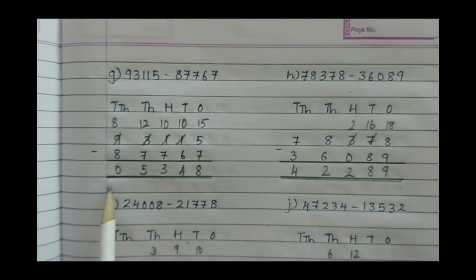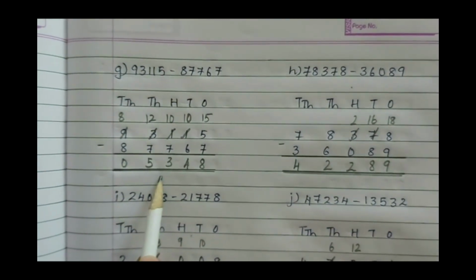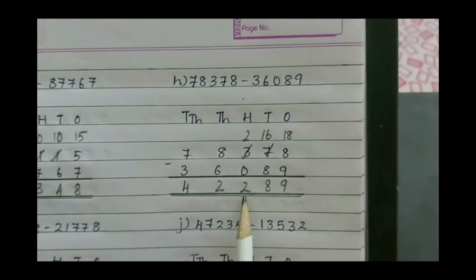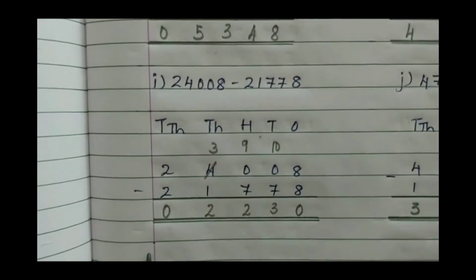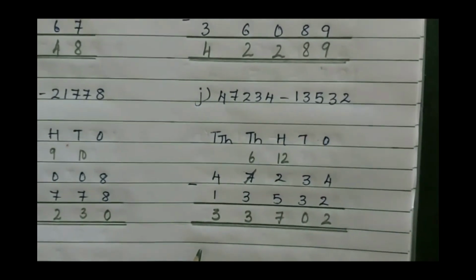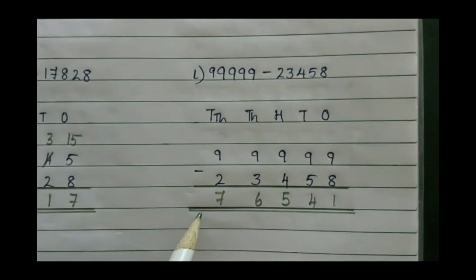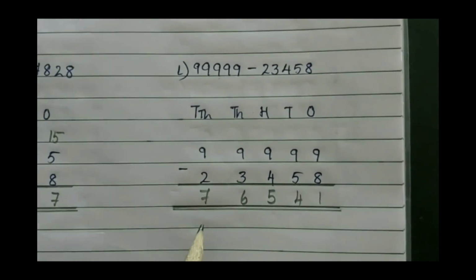G, I have done it. Simple subtraction with the borrowing. H, that also. I, J, K and L. With this we are going to complete our activity 2.